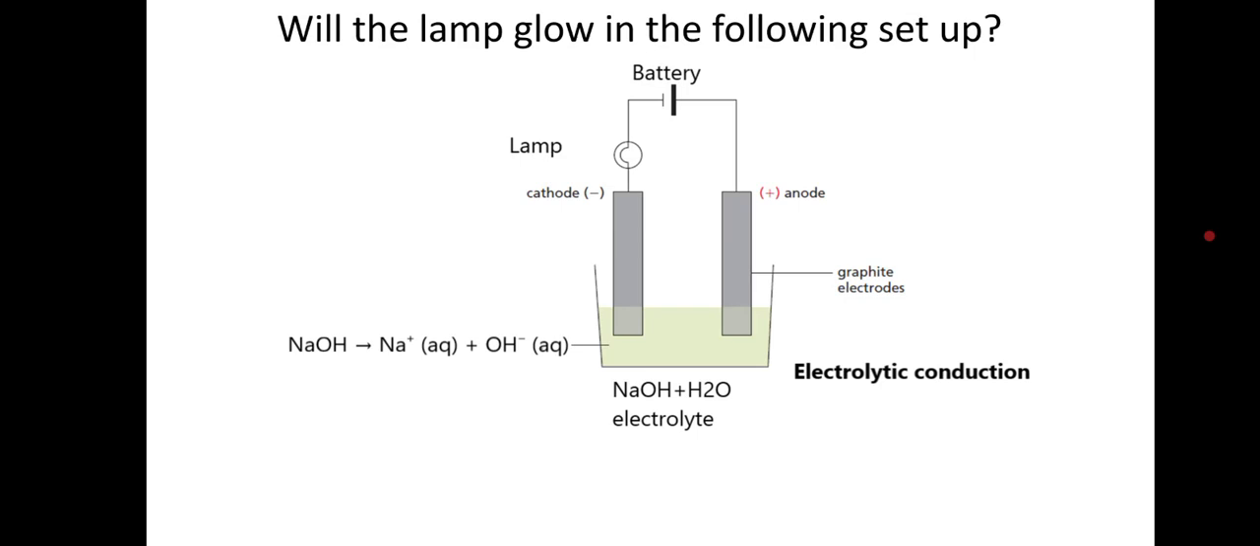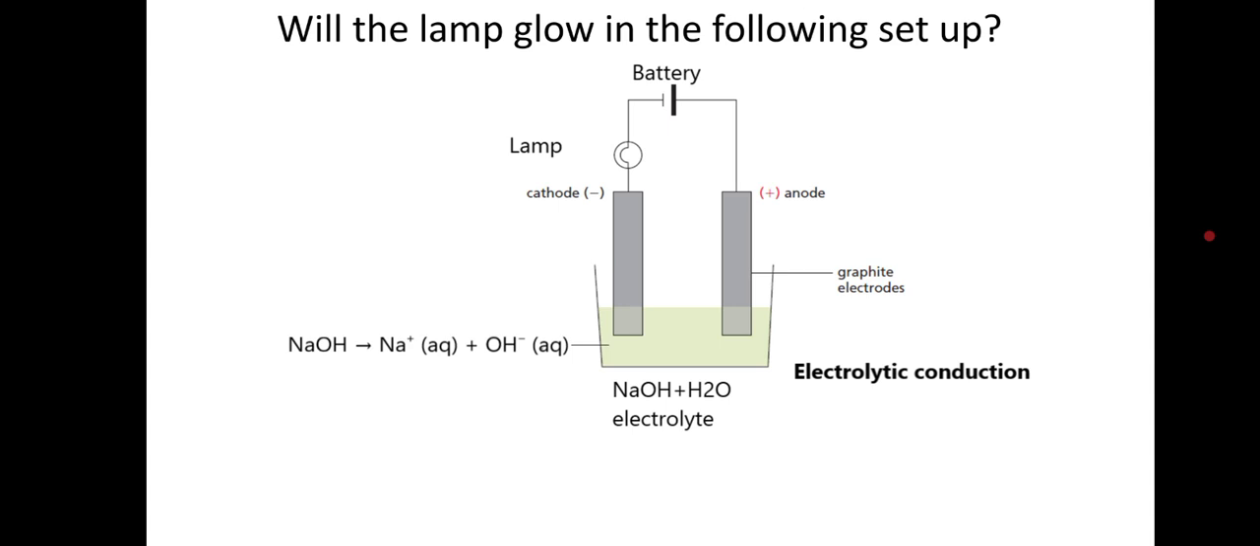So there are two electrodes, namely the anode and the cathode. These electrodes are made up of either copper or graphite. The anode electrode will attract the hydroxide ions towards it, and the cathode electrode will attract the sodium ions.